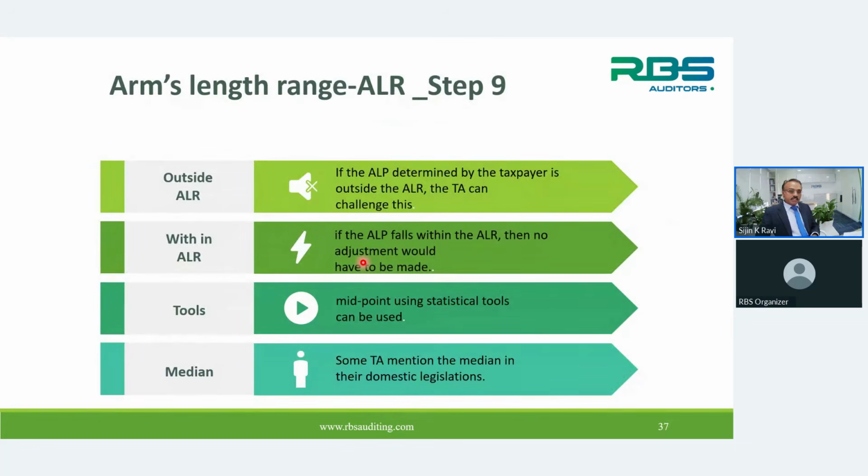After doing the comparability adjustment, you will get the arm's length range. If it is outside the ALR, then the tax authority can challenge it. Then they will find out what the arm's length price should be. If the ALP falls within that range, then no need to do any adjustment.